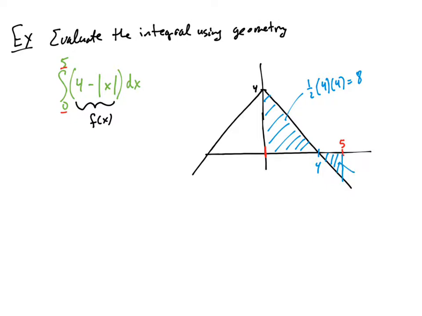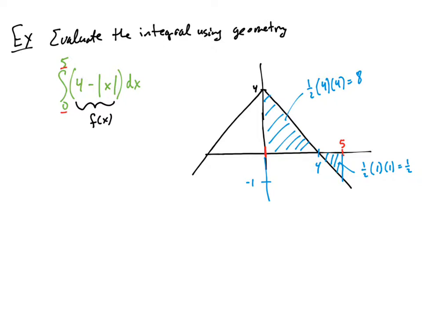And this area down here, well, this is 1/2 the base, so from 4 to 5 is 1. And then what is that height? Well, when we plug 5 into our function, we get 4 minus 5 is -1. So over here, that's -1. So that height is also 1. So this is equal to 1/2.